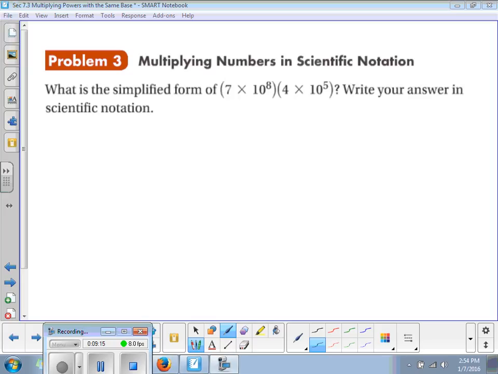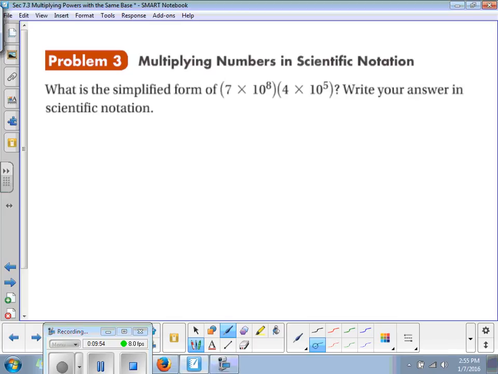All right, problem 3 is multiplying numbers in scientific notation. Make sure you write this down. What is the simplified form of 7 times 10 to the 8th times 4 times 10 to the 5th? Please notice that when I read that, I said times, right? So, since everything is multiplication, can I multiply in any order I want to? Yes, because multiplication has the commutative property as well as the associative property.